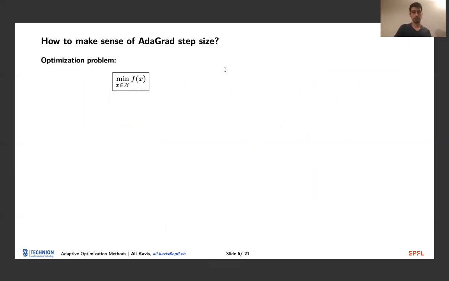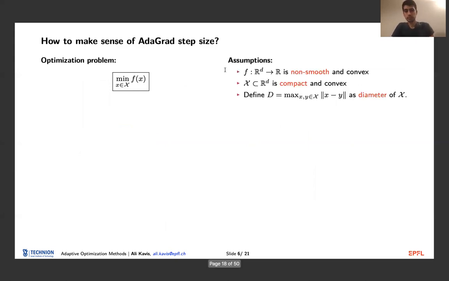Let's start with this same optimization problem. We're going to make certain assumptions on this at the moment. I will assume that the f we have is non-smooth and it's convex. Since we don't need smoothness here, we can assume that it's just non-smooth. Our set, the constraint X, is again convex, and it's compact, meaning it's closed and bounded, so that our iterates are eventually bounded since we're using a projected update. And we're going to define a quantity D, which is what we call the diameter of X.